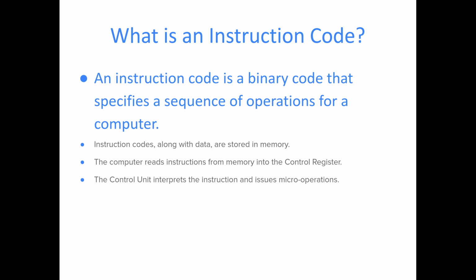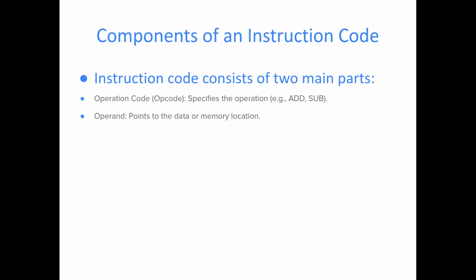Here's what happens. Instruction codes along with data are stored in memory. The computer reads each instruction from memory and places it into something called a control register. The control unit then interprets the binary instruction code and performs the task step by step by issuing a sequence of microoperations.